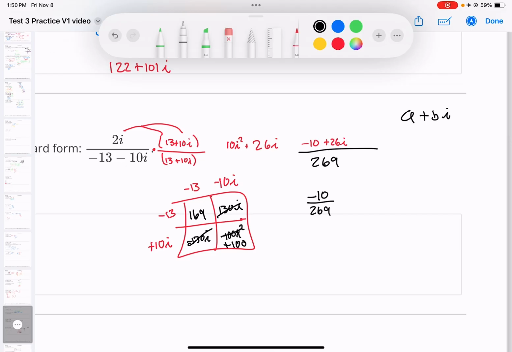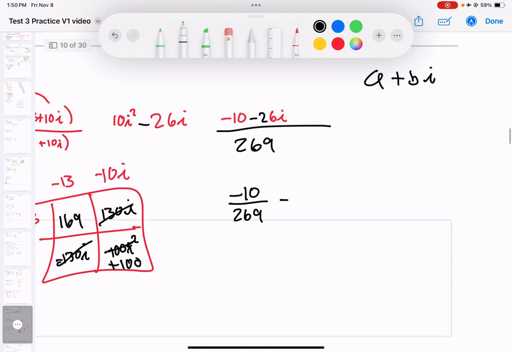Oh, this should have been a negative, you guys. So that does change this to a negative 26. I don't think it changes anything down here, because I wrote it right down here. Okay, scared myself a little bit. And I'm minusing 26 over 269.